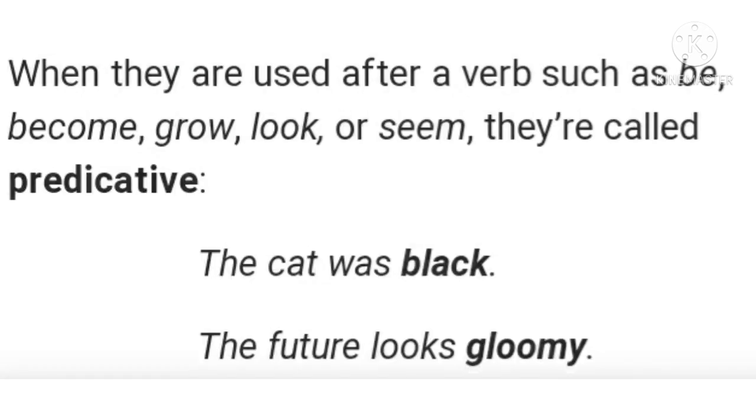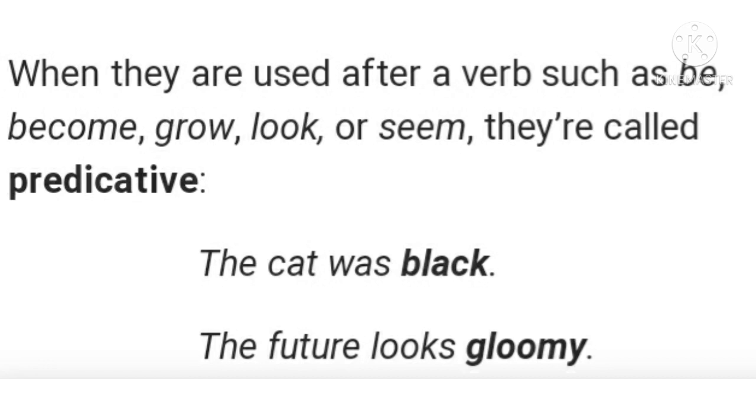But if any adjective is used after a verb such as be, become, grow, look, seem, then they are called predicative adjectives. For example, instead of a black cat, if I say the cat was black, then that is a predicative adjective. The future looks gloomy, predicative adjective. He is rich, predicative adjective.